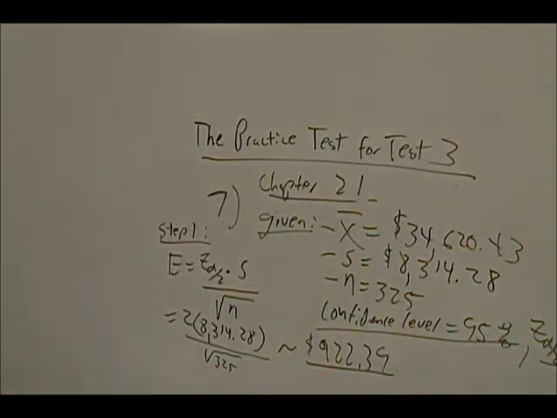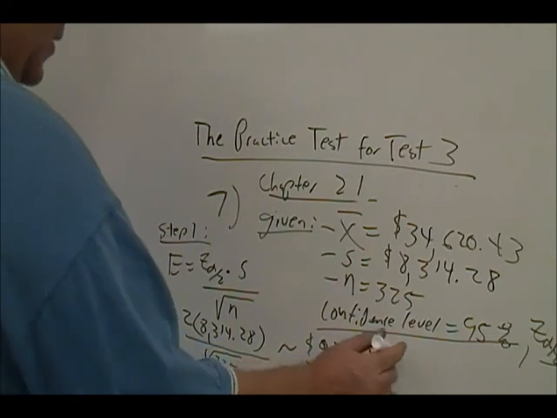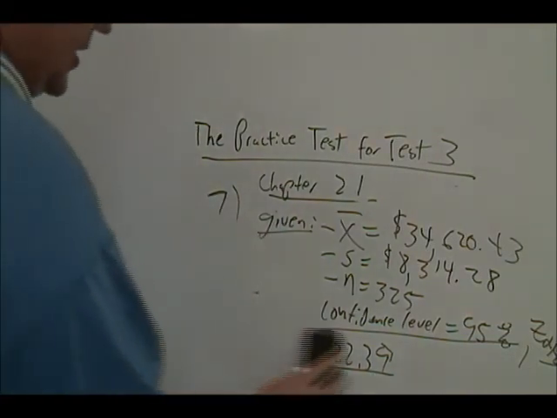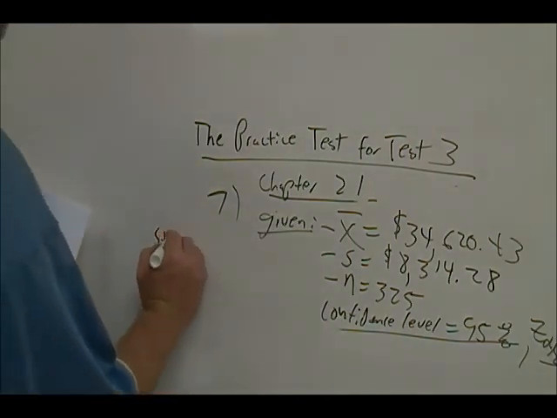And like I said, all of these calculations can be found in the solution key to the practice test for test 3. I'm going to go ahead and erase this now because I only have a small window here. So now I'm going to go to step 2. Step 2 is where you make your confidence interval.